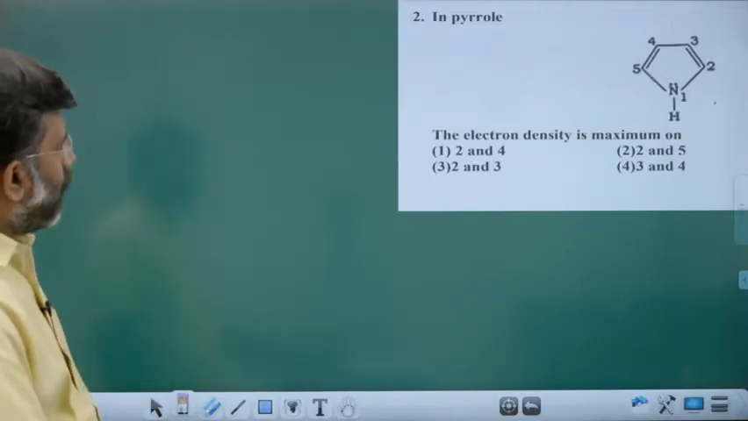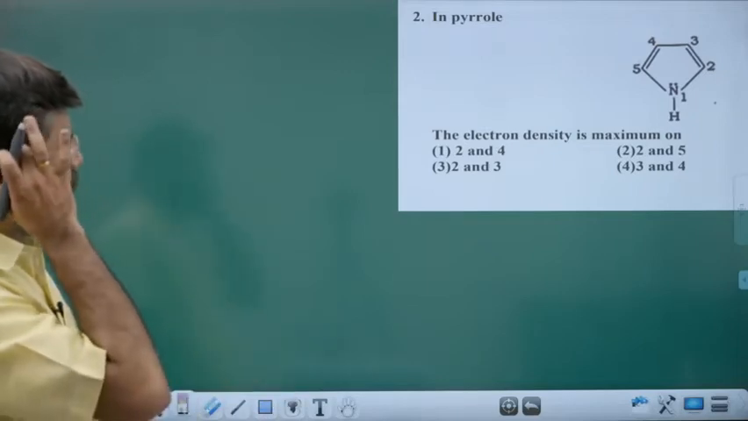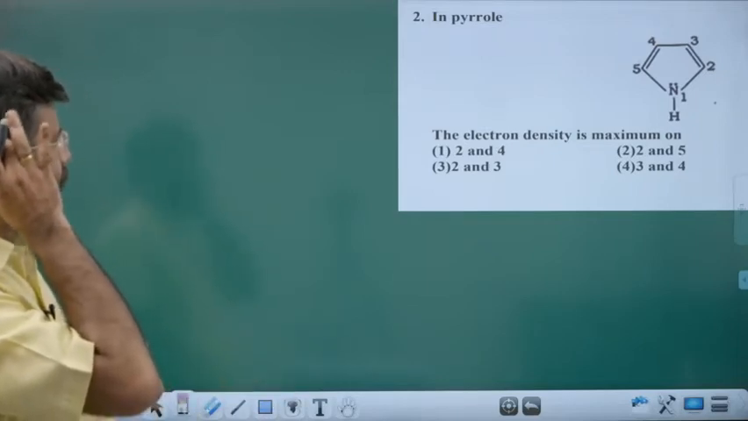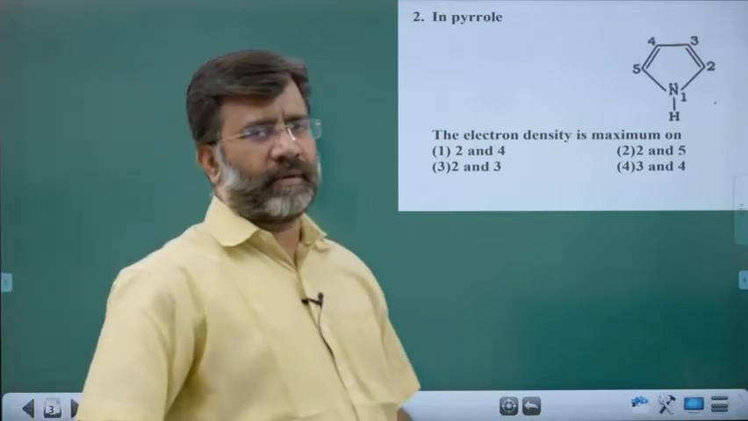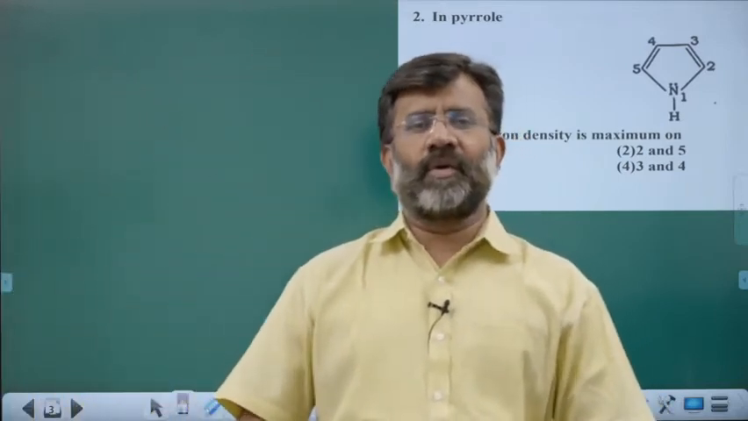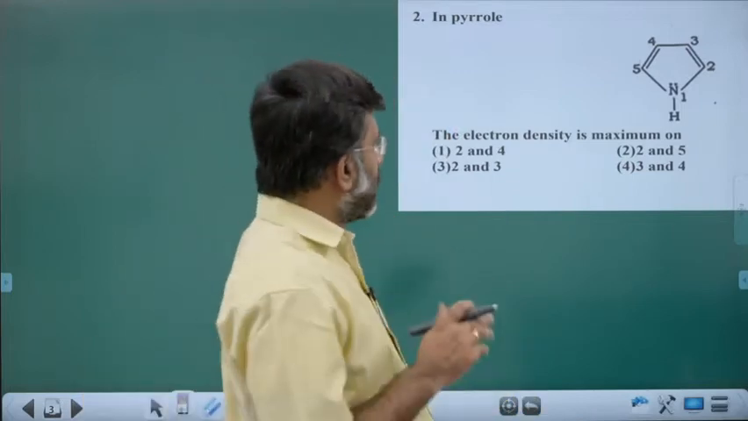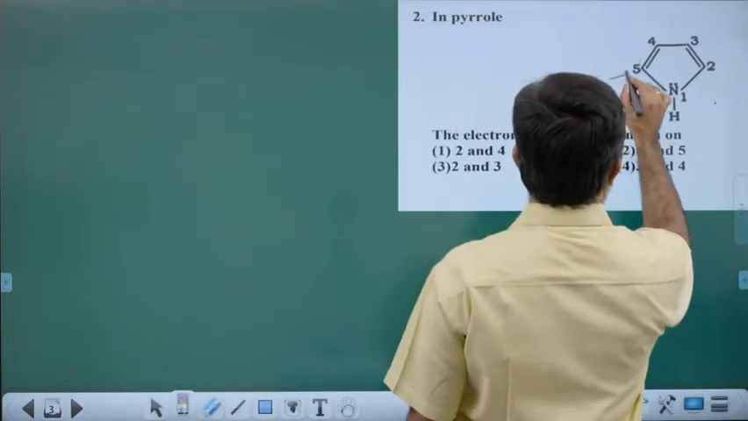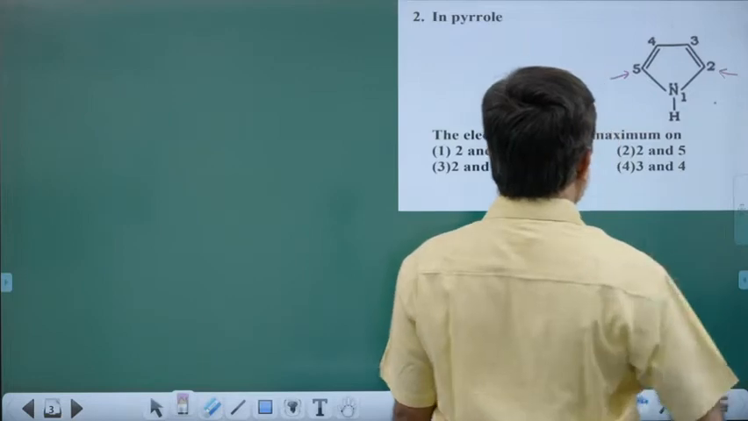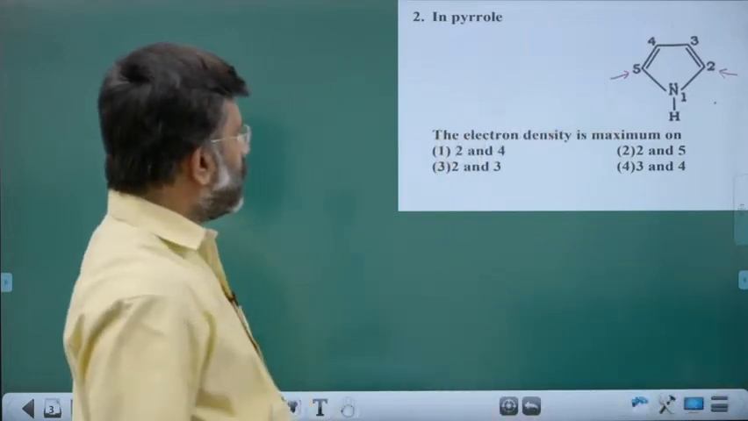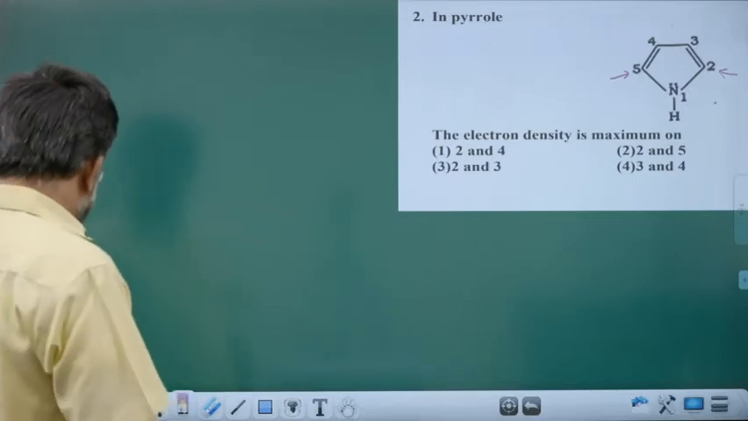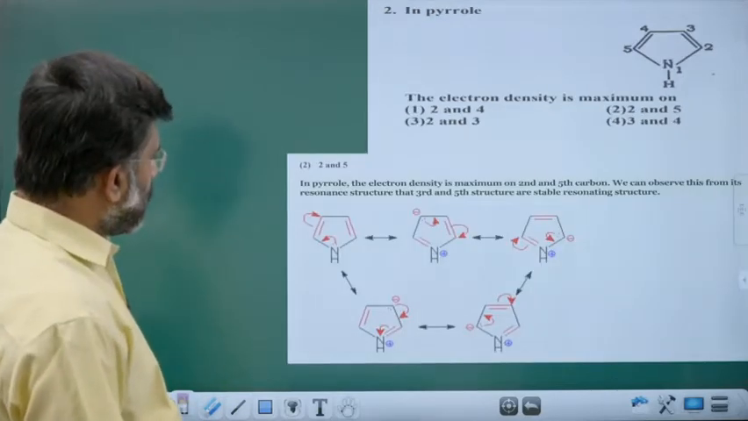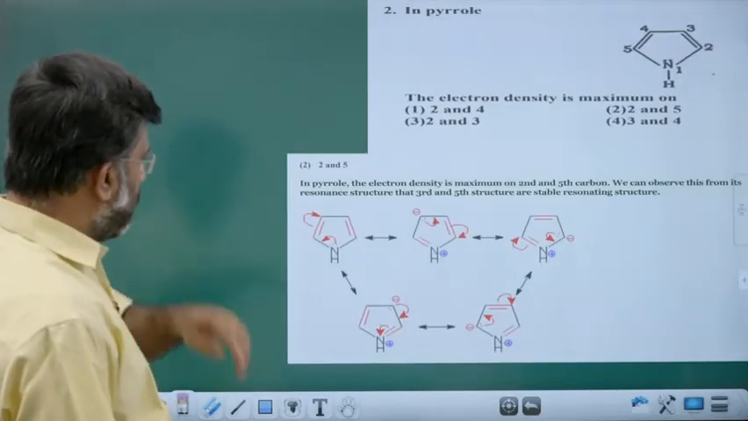In pyrrole, electron density is maximum in. This is pyrrole. Suppose the pyrrole molecule is attacked by an electrophile. Where it will be attacked? It will be attacked mainly over these two regions, over the region 2 and 5. How can you understand that? You see the resonance structures of pyrrole.